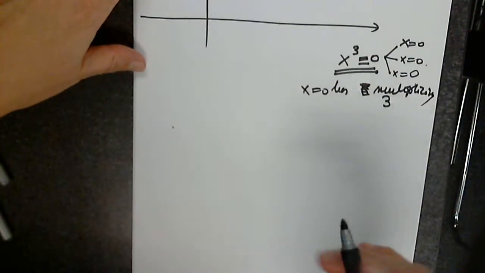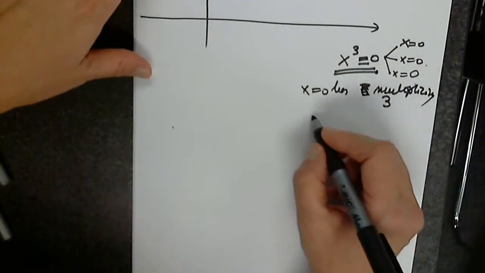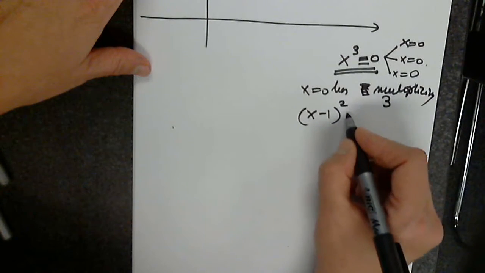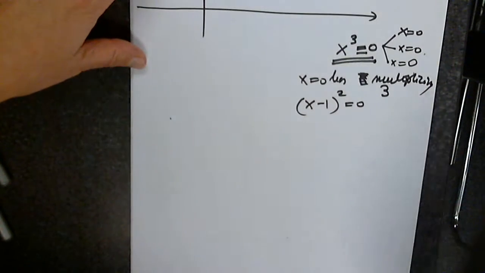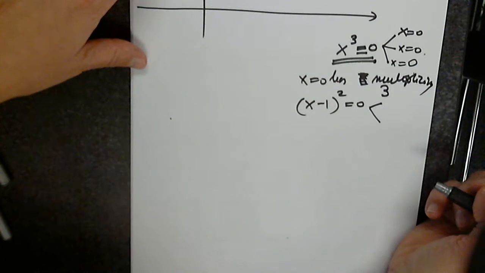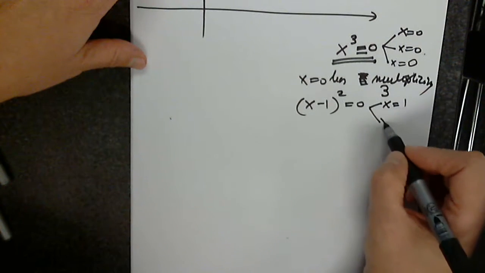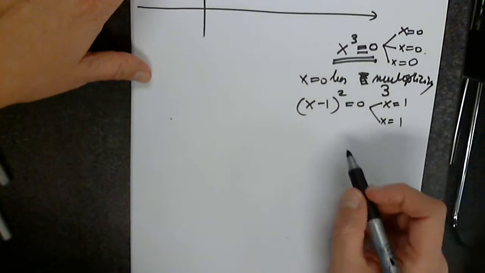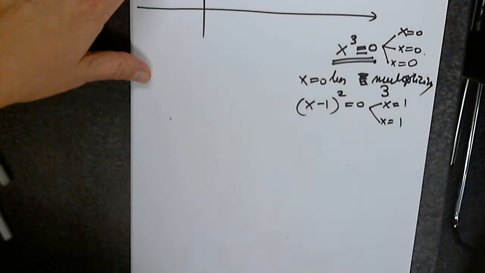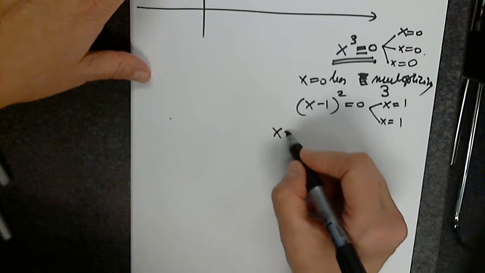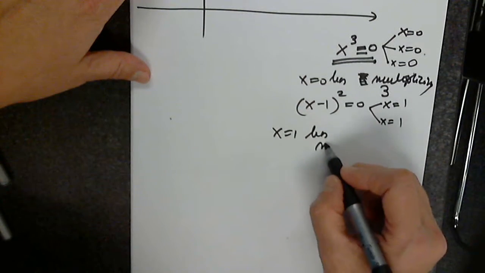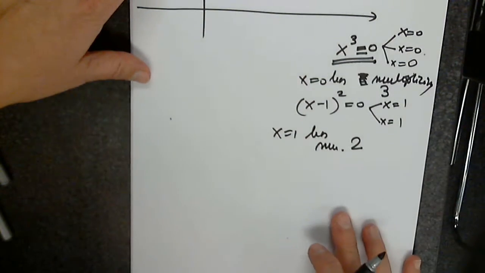Okay, what about this function? This function set equal to 0: (x - 1)^2 = 0. How many solutions will this equation have? 2, x equals 1 and x equals 1. So what is the multiplicity of x equals 1? Yes, x equals 1 has multiplicity 2.